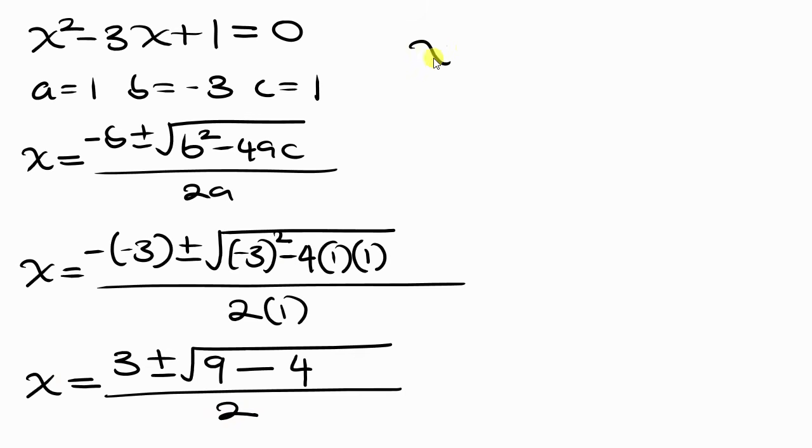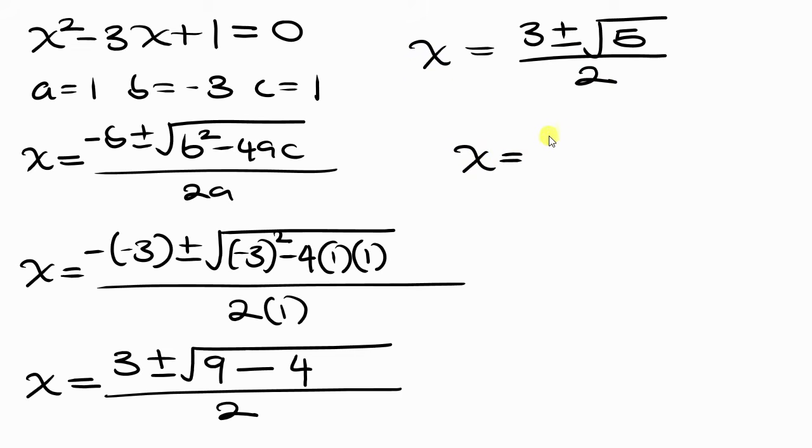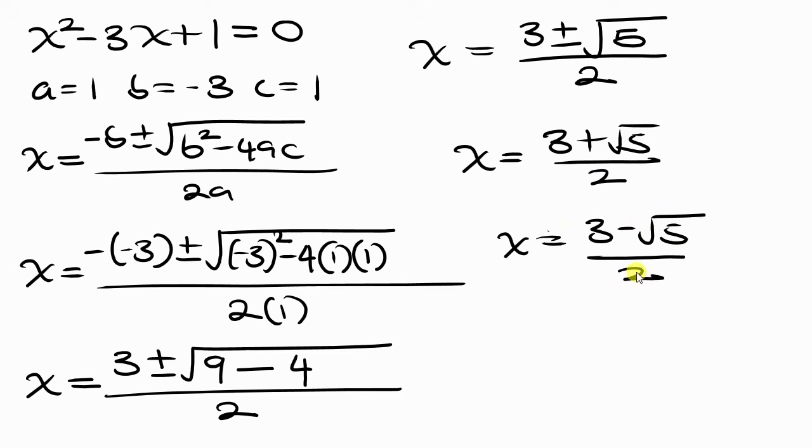So making the value of x to be 3 plus or minus the square roots of 9 minus 4 is 5, all over 2. So there are basically two values of x here. X is equal to 3 plus the square root of 5 over 2, or x is 3 minus the square root of 5 over 2. So this is a real value for x, or these are real values for x.